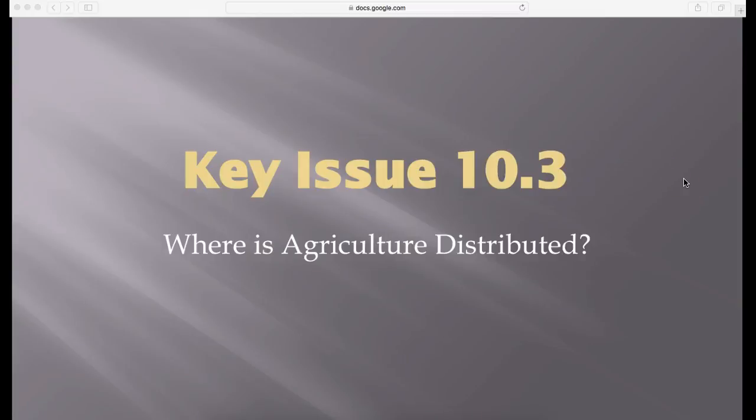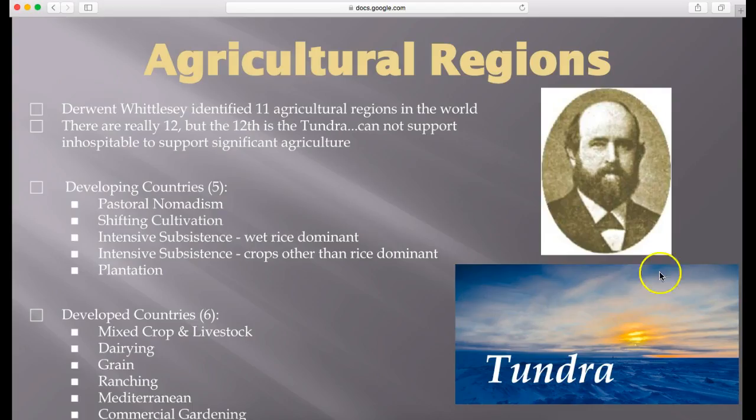Right, so welcome to key issue 10.3, where is agriculture distributed? Mainly this is about where the different agricultures around the world are distributed, the different types, what kind of environment they're in, are they subsistence, are they commercial? So the very first thing we want to look at here is how many do we have?